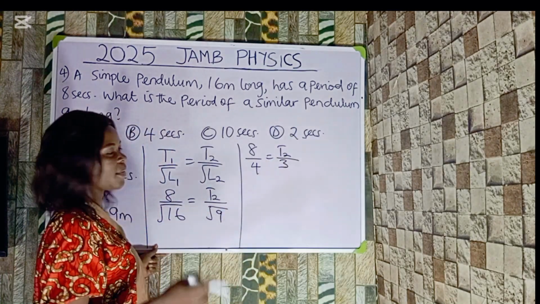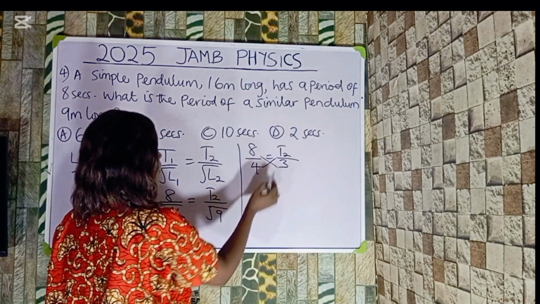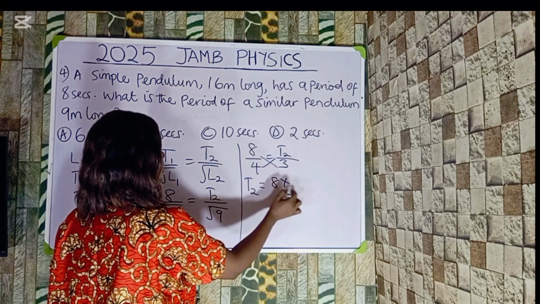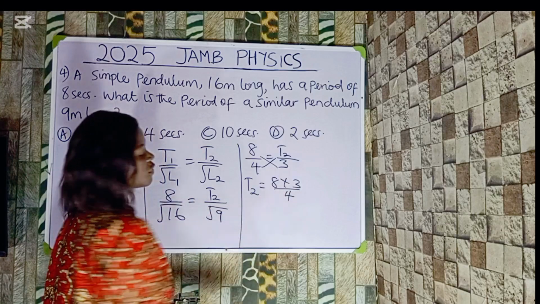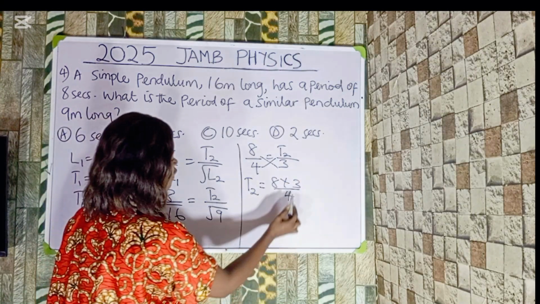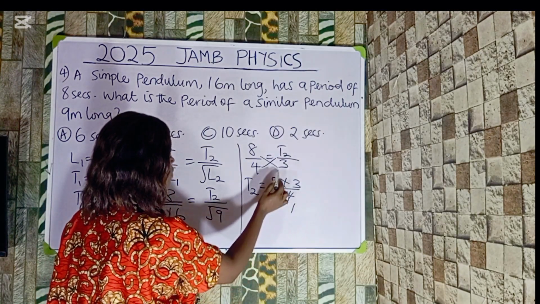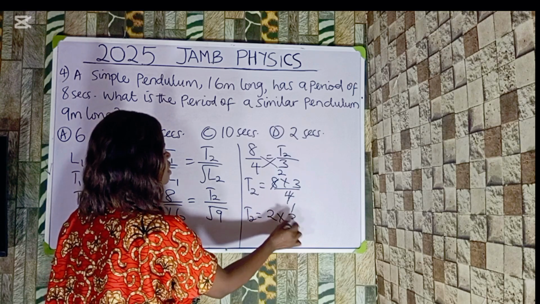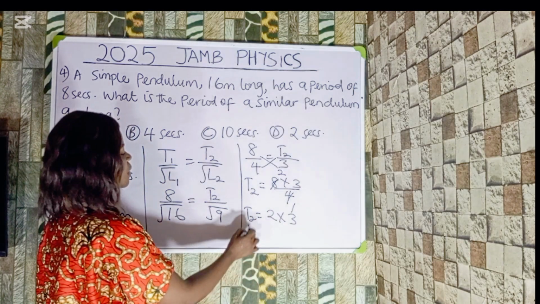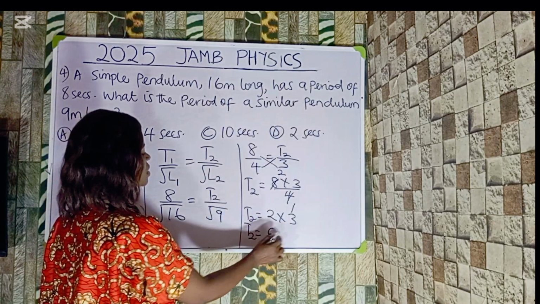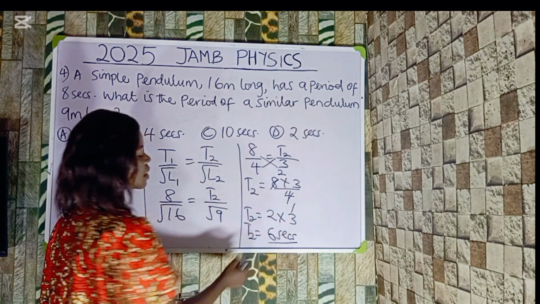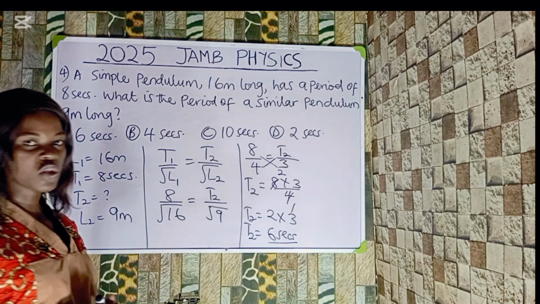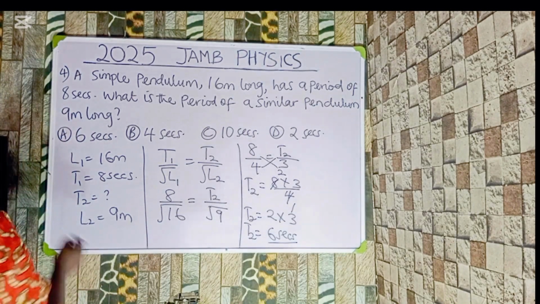Is that clear? Now we can cross multiply. If we cross multiply, then T2 is equal to 8 times 3 divided by 4. Is that clear? Now first you divide 8 by 4, which gives me 2. So the second period is 2 times 3, which gives us 6 seconds. I hope that is clear. From what we have so far, the correct option to this question is option A.